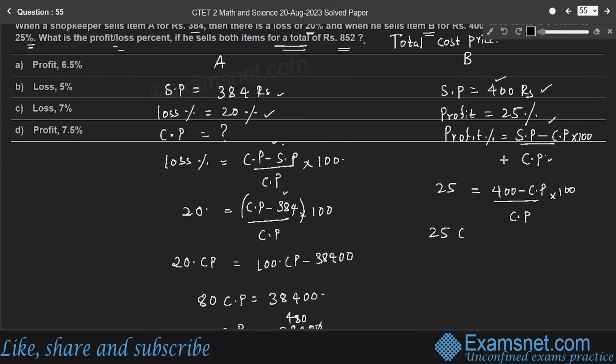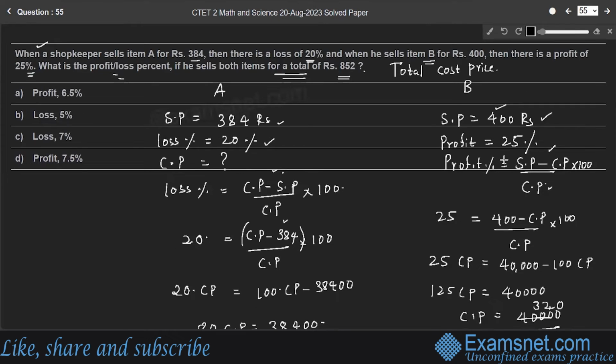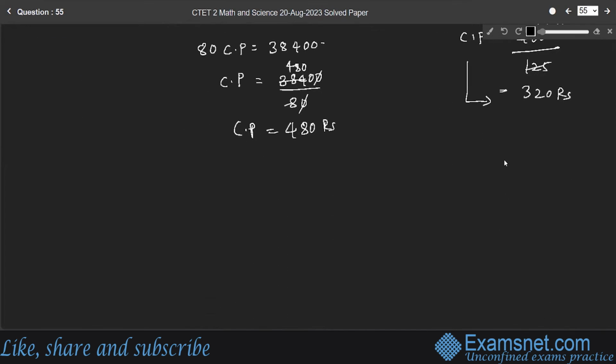So we have 25 into cost price is 40,000 minus 100 cost price. So 125 cost price is 40,000. Therefore, cost price is 40,000 by 125, right? 40,000 by 125. So 125 into 3 is 375. 25 is the remainder. Take 1 zero. It becomes 250. 125 into 2 and a 0. So 320 rupees is the cost price of item B. Right? Here, the question is to find the total profit or loss percentage if both the items are sold for 852 rupees, right? So total selling price is 852 rupees.